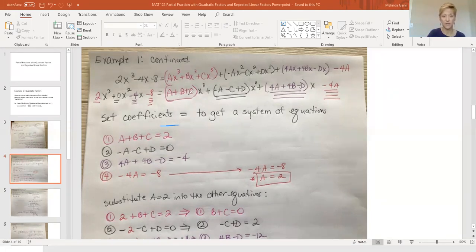So here's my constant for x cubed over here, and then that 2 is my constant for x cubed on the left side. So I set those equal to each other to get my first equation. This first equation is just the coefficient of x cubed on the right equals the coefficient of x cubed on the left. And then they do the same thing.